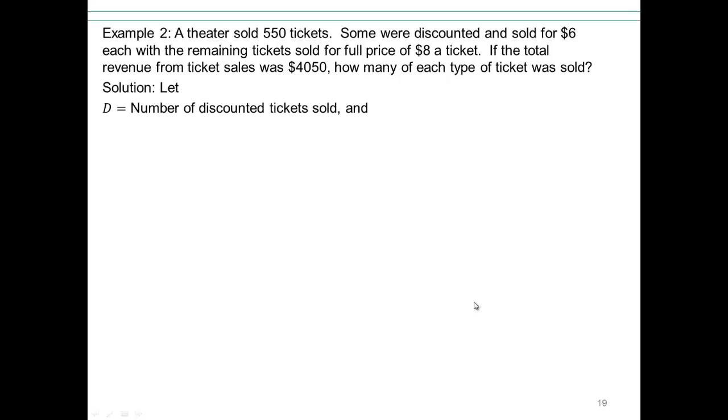Again, let's organize our information and get variables. So you have a theater that sold 550 tickets. Some were discounted for $6 each, and the remaining are full price tickets at $8. Total revenue is $4,050. How many of each type? So let's say D be the discounted tickets and F for full price tickets.